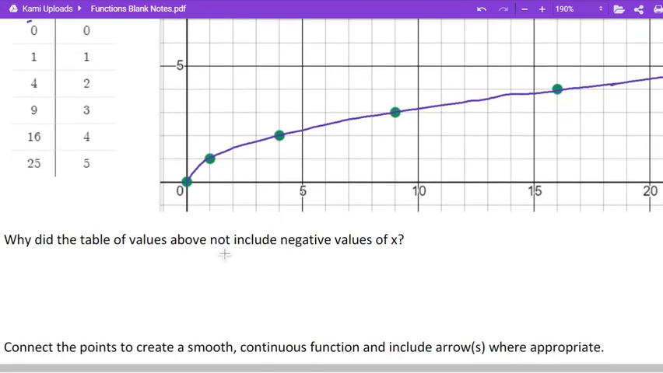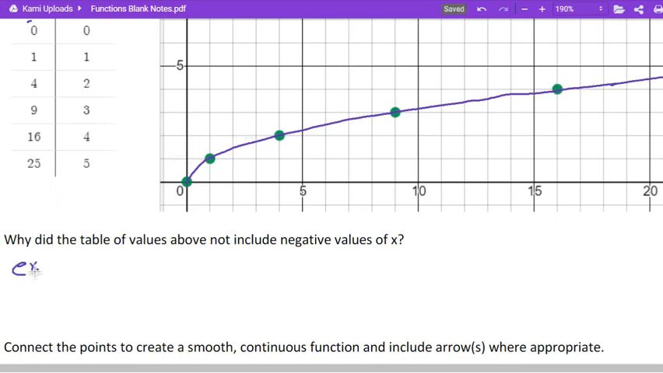Okay? And so why did the table of values not include negative x values? Well, what would we say? Yeah. It would be imaginary. So let's see what would happen. If I had negative 25, what would my answer be? What's the square root of negative 25? Yeah, or 5i, right? And Mustafa's right. They would not be real values.